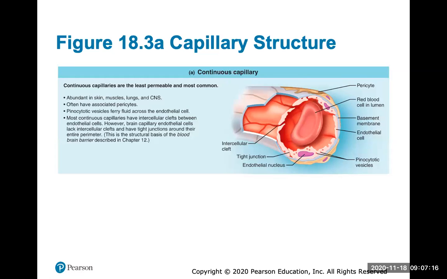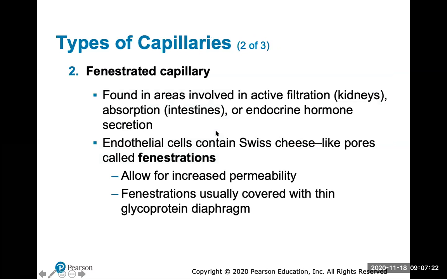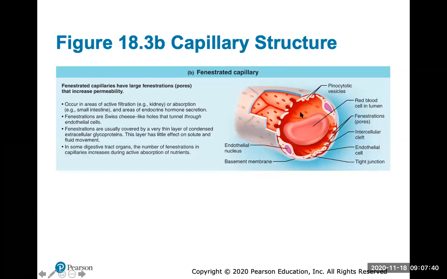They have associated pericyte cells, which will help form the layer of cells. The fenestrated capillaries are found in areas involved in active filtration, absorption, or endocrine hormone secretion. So your kidneys, your intestines. They have these Swiss cheese-like pores called fenestrations, which allow for increased permeability. And this is a look at the fenestrated capillaries with the pores, which things can get absorbed or actively filtered through.